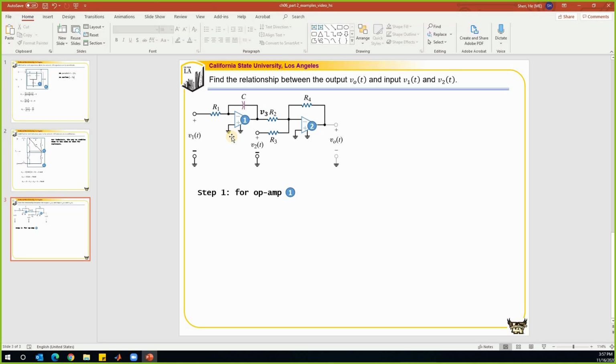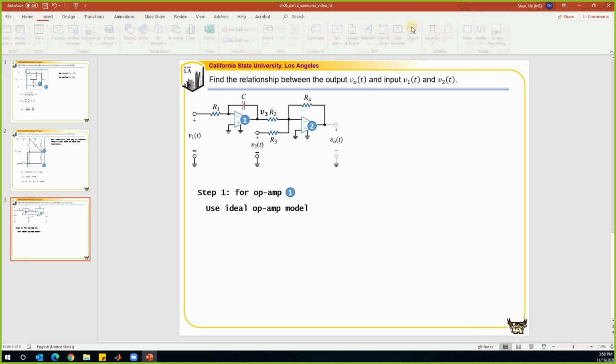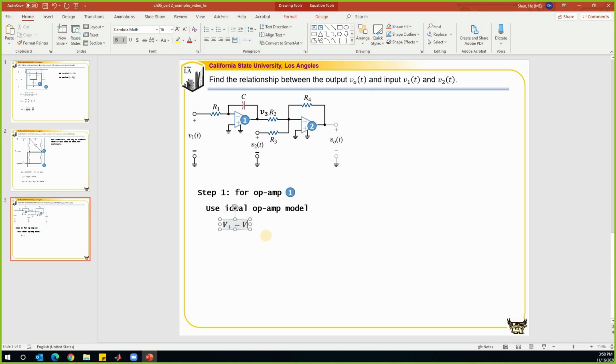And for the first op-amp, we use the ideal op-amp model. So we always need to say that. Use the ideal op-amp model. That tells us V plus is equal to V minus. So let me just label it on there. We know that V plus is equal to V minus, and I plus is equal to I minus is equal to 0.